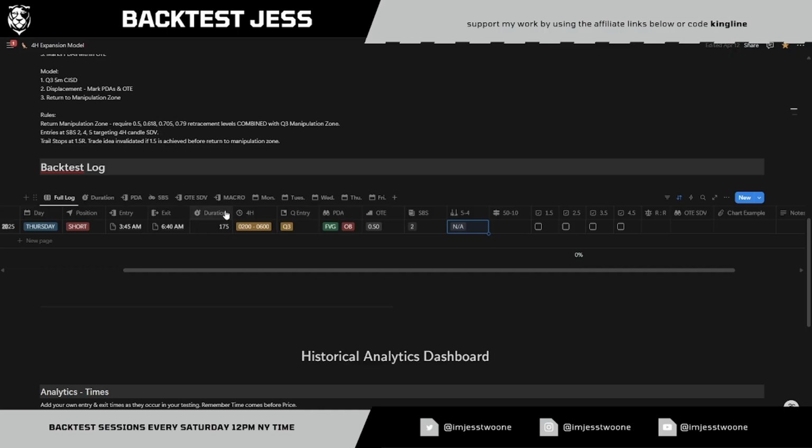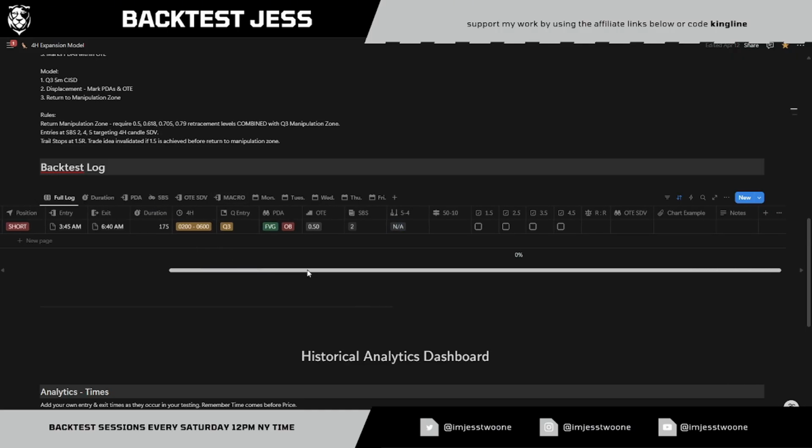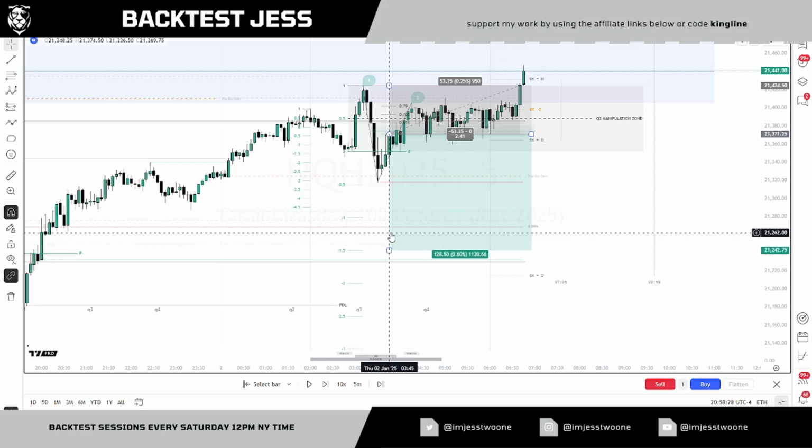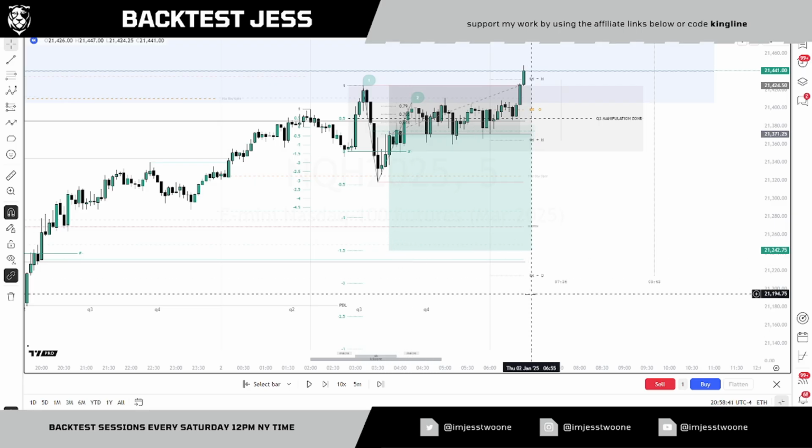I always have a duration column for what it's worth, because I want to know how long I'm holding that damn thing. And this would have been, we entered here. I guess it can't technically... well, OTE was hit during the macro. Okay, yeah, so I'm gonna do 350 to 410 macro. Technically.